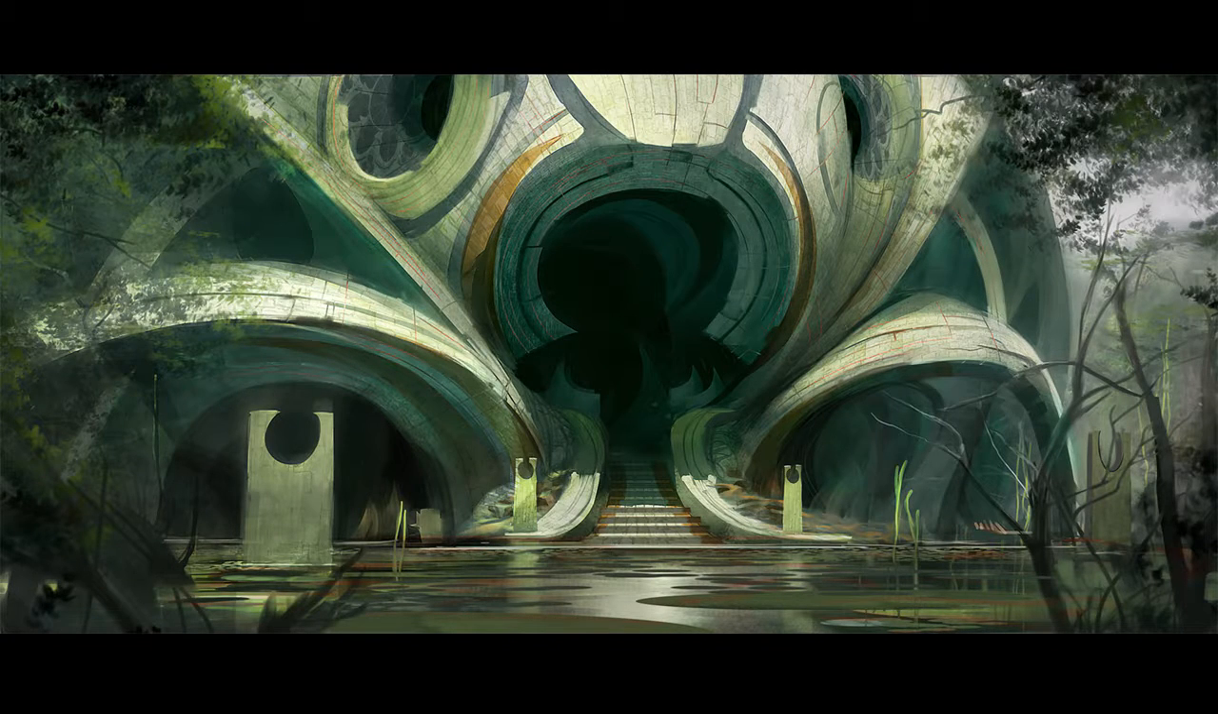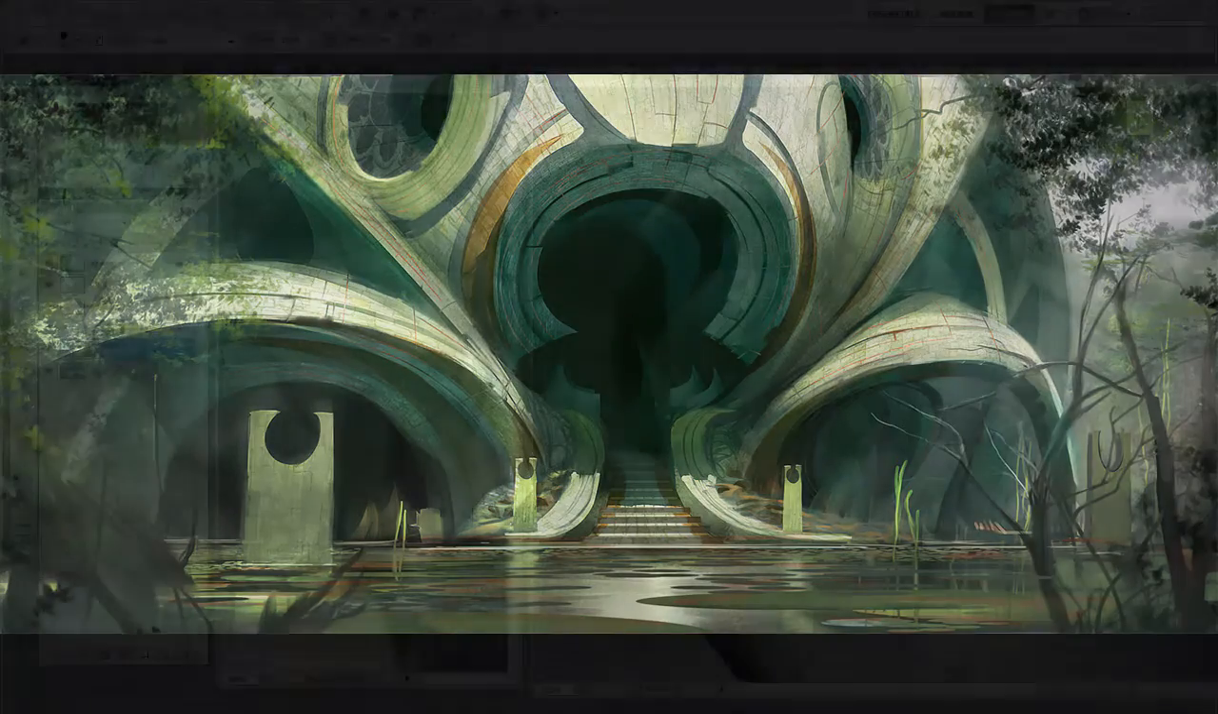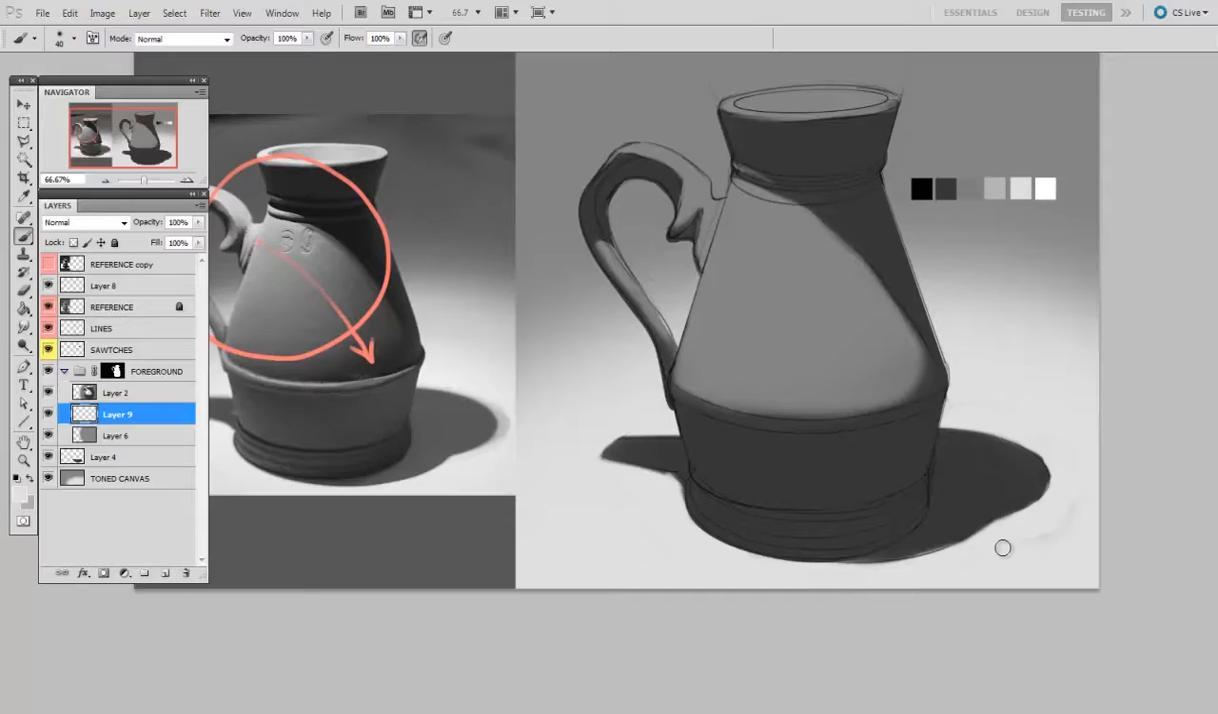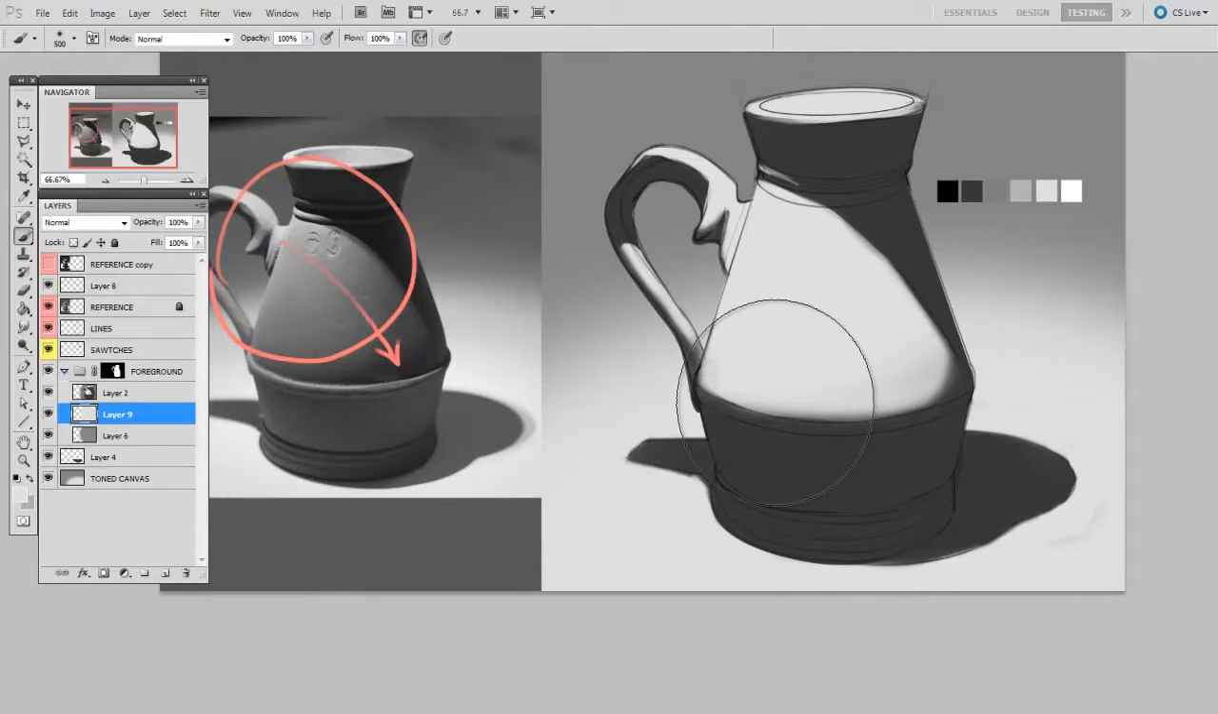The only problem though is that so far we've really only talked about doing this from direct observation. Whether you're using a photo or looking at a physical object, those skills are only going to get you so far in terms of illustration. And we need to be able to do all of these same techniques from our imagination.